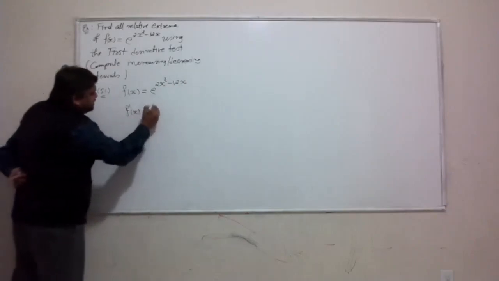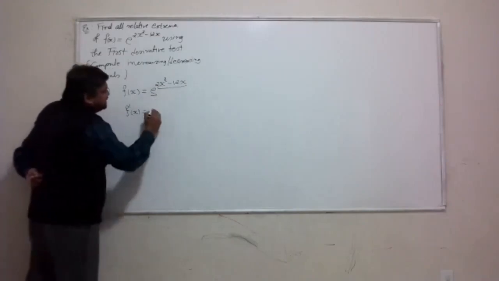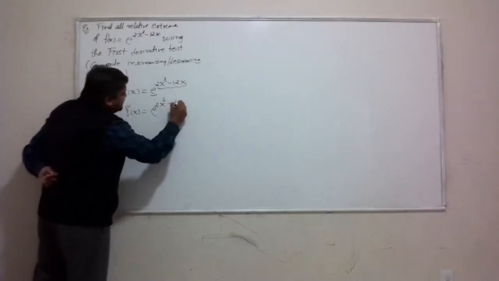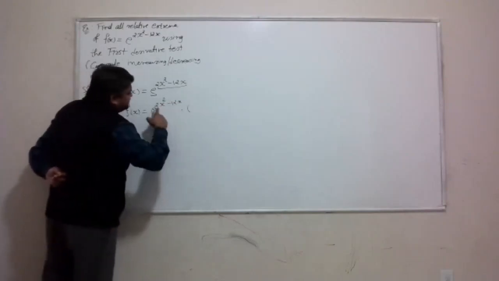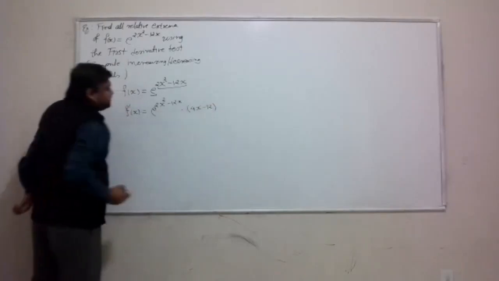Fairly simple, right? You need to use the chain rule. Let's use it. The derivative of e to the 2x squared minus 12x is e to the 2x squared minus 12x times the derivative of 2x squared minus 12x, which is going to be 4x minus 12.